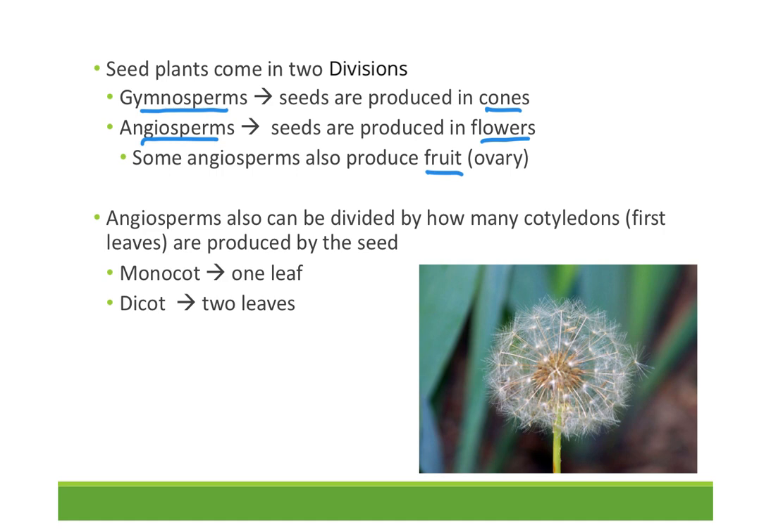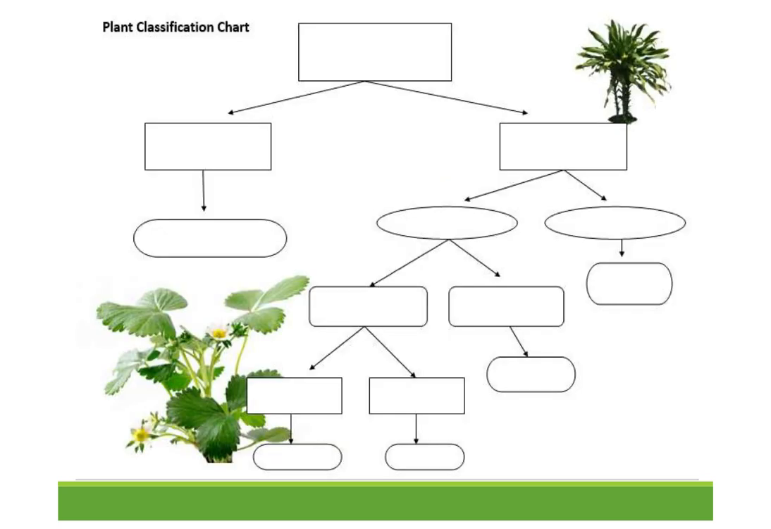And then these angiosperm, flowering plants, can also be divided by cotyledons. Do they have, in their first seeds, one or two? A monocot is a flowering plant that produces one leaf from the seed, and a dicot is a flowering plant that produces two leaves from the seed. We will be doing other activities in class to help you get this classification system into your head.